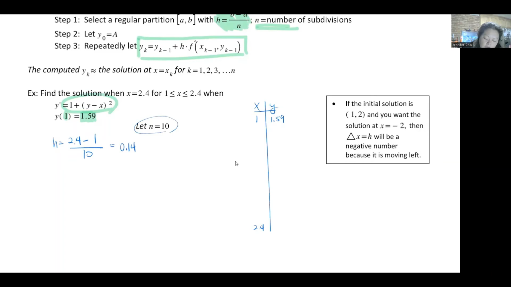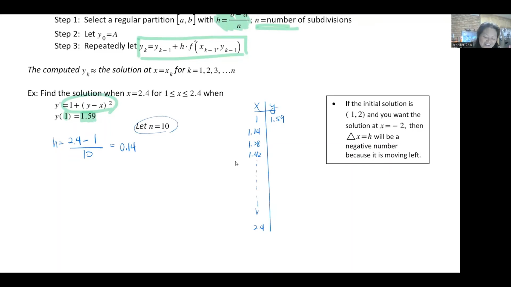That means I need to go from 1 to 1.14, 1.28, 1.42, all the way to 2.4. That's how many steps it'll take to get there. And of course, because we're taking 10 steps to get there, my accuracy is going to be pretty good. Well, cross my fingers, it's going to be pretty good.